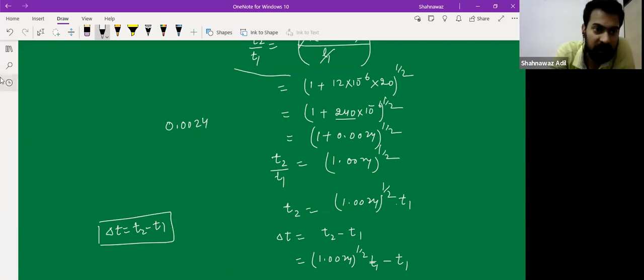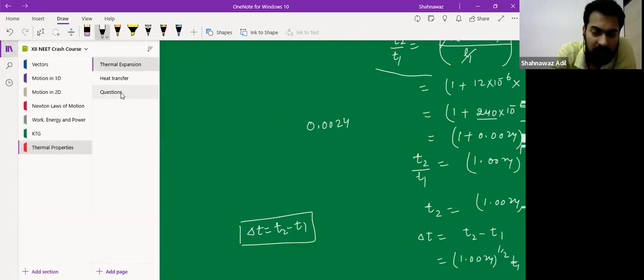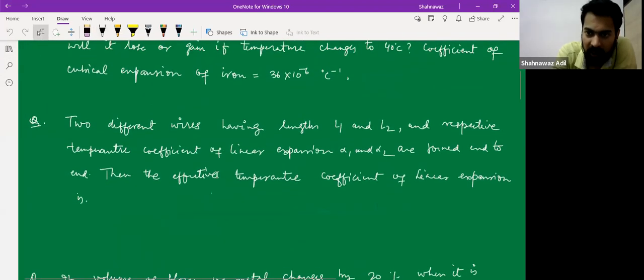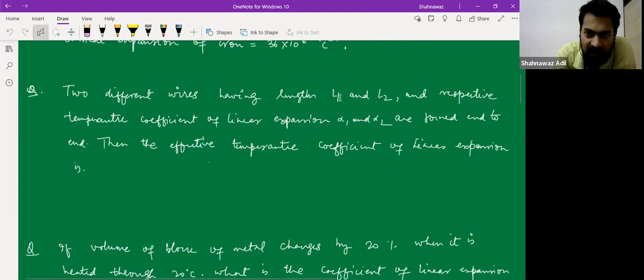Yes, so the next question is this one. Right, so before I do this question, two different wires having length L1 and L2 and the respective temperature coefficients of linear expansion are alpha 1 and alpha 2, right, joined end to end. Then the effective temperature coefficient of linear expansion is, right, so this question.